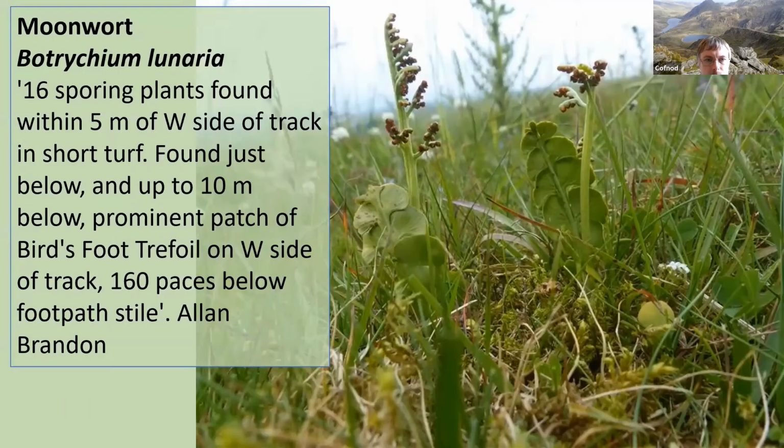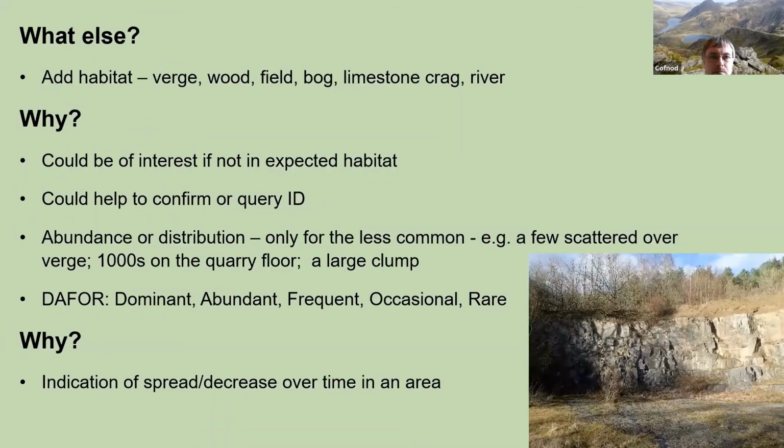And here's a lovely example of this stunning little plant. This is moonwort. It is rare, Botrychium lunaria. And the recorder, Alan Brandon there, has given me actually an 8-figure grid reference and a place name, which is fine, but this is growing in the middle of a field. And he said, look at that, 16 plants found on the side of a track, 10 metres below, 160 paces below a footpath stile. So the chances of refinding that are going to be high. So that's good. Thank you.